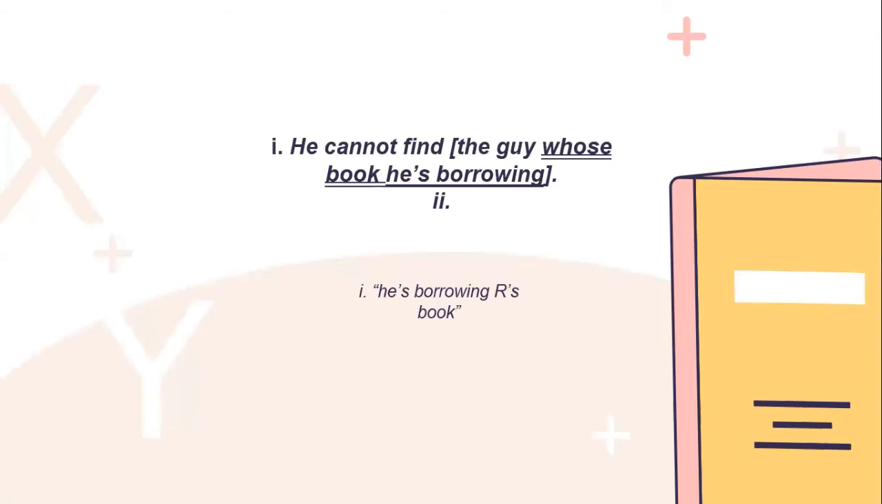Okay, this is the example. He cannot find the guy whose book he's borrowing. See, here you can see the R element is not only "whose" as the pronoun, but also "whose book" is a phrase. So this phrase is an R element that has an anaphoric relation to the head noun.